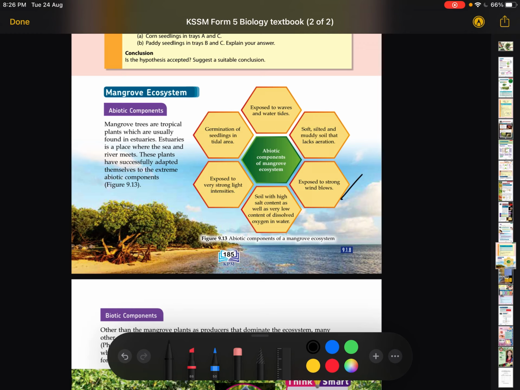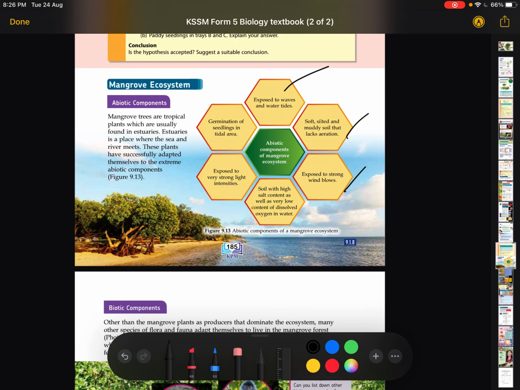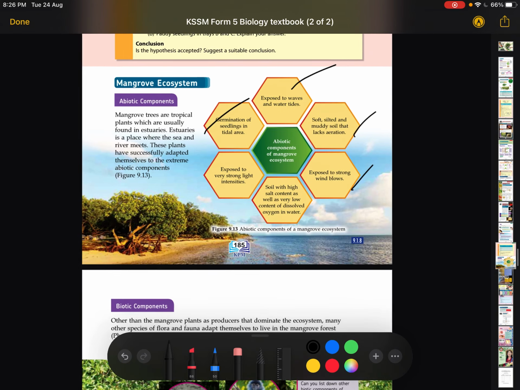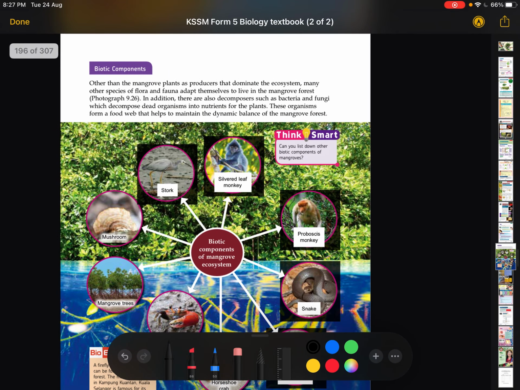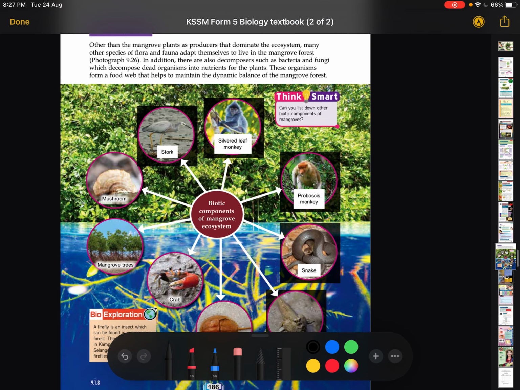The mangrove ecosystem is quite extreme, because number one, it is exposed to a lot of wind. Number two, its soil is very bad. It is muddy and does not have enough air inside, so organisms don't really live inside these mangrove biomes. Number three is it is exposed to waves and water tides, because it's usually at the shore. Number four is seas usually go to the tidal area. Number five is there is a lot of light, because it's literally near the shore. And number six is it is very salty, because it came from the sea, and the sea has a lot of salt, right?